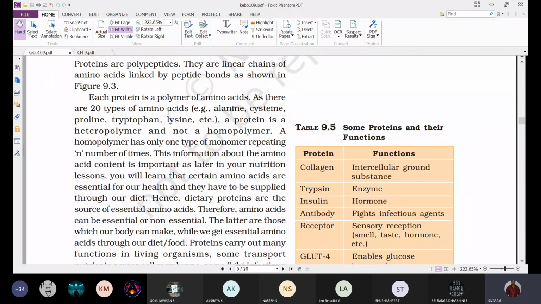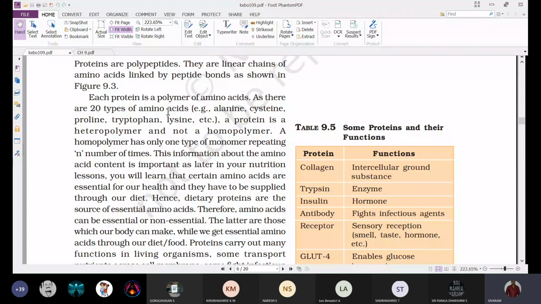So a homopolymer has only one type of monomer repeating n number of times. What is a homopolymer? A homopolymer is a polymer which is made up of only one type of monomer, only one type of smaller unit, n number of times. That's why we call it a homopolymer. If two or more different types of monomers are joined to form a polymer, then we call it a heteropolymer. So definitely protein is a heteropolymer.